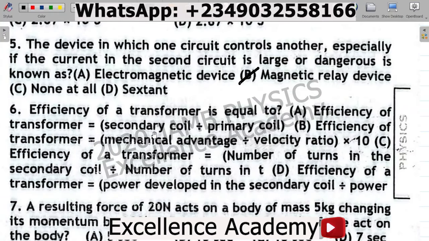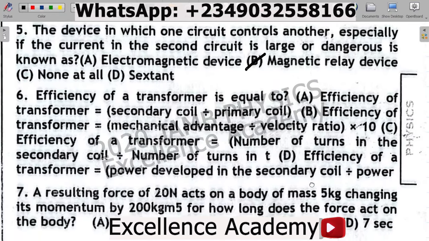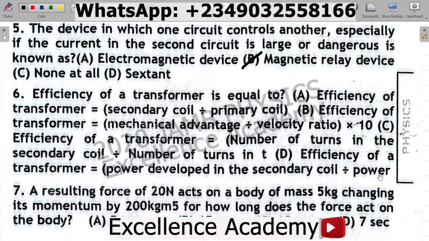Looking at the options here, A says secondary coil over primary coil. B says mechanical advantage over velocity ratio. C says number of turns. D says power developed in secondary coil divided by power. I think D should have been the answer, but it's not complete. A looks like the same thing, just that D has power developed. So I'll go with D.